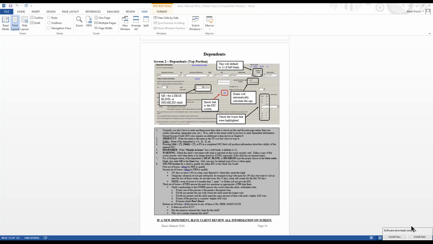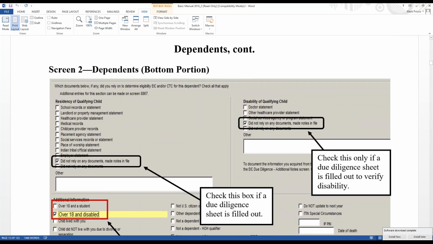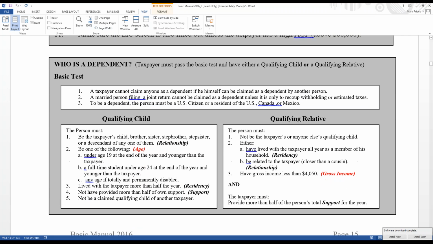So let me go back, enlarge this, and scroll down to the next page here toward the bottom. Who is a dependent? So the basic tests, 1, 2, and 3, those are pretty much straightforward. It's almost a given filing here in the X-Tax. It's the clients you're going to be dealing with. So a taxpayer cannot be claimed as a dependent if someone else is able to claim them. A married person filing jointly cannot be claimed as a dependent unless it's only to retrieve withholding.